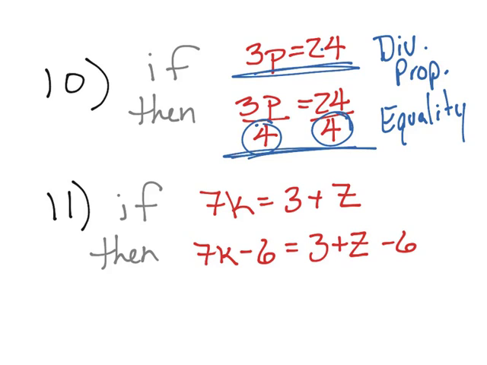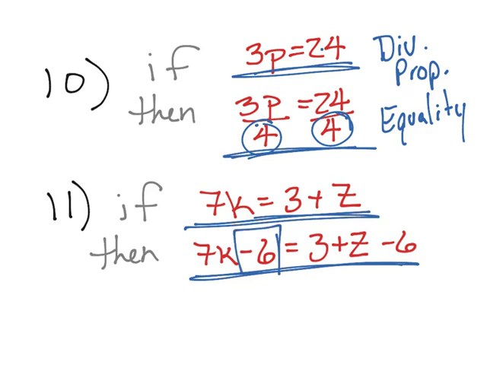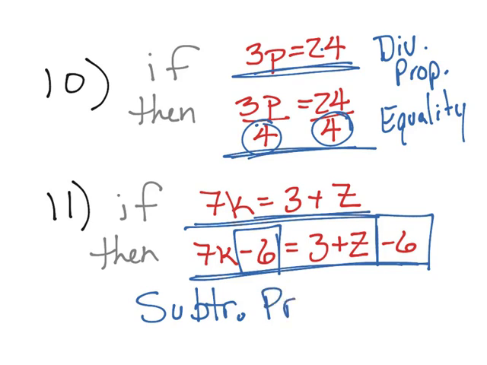Moving on to 11, again we look at what is changing from the if statement to the then statement. Well, this time both of them are being subtracted by 6. So, yep, you guessed it, it's going to be the subtraction property of equality. So the subtraction property of equality. Very good.